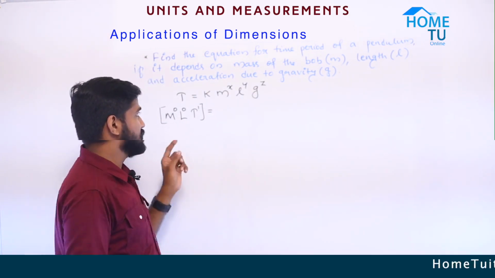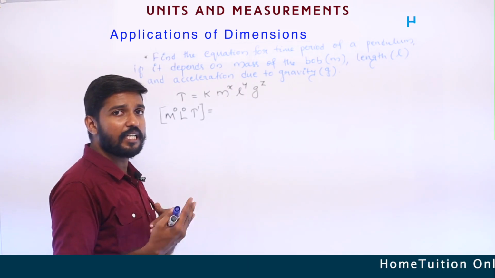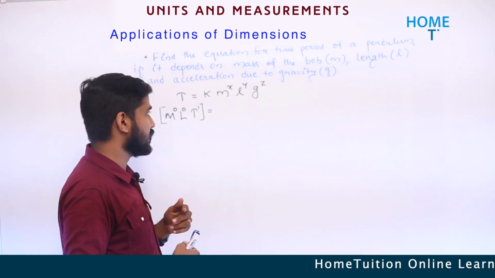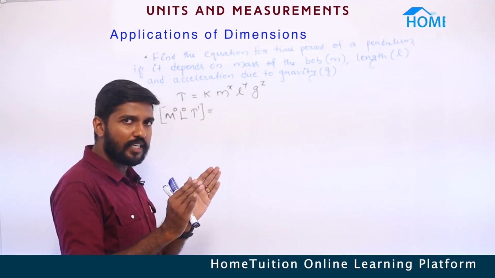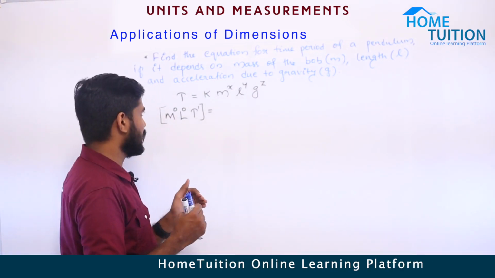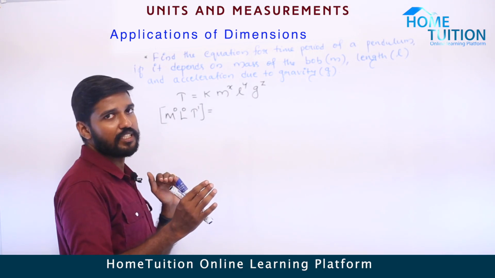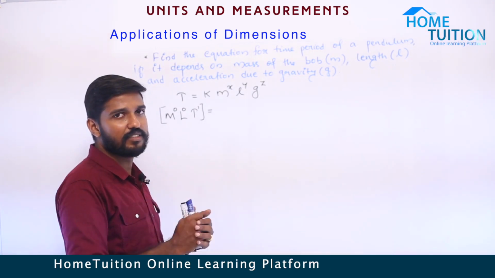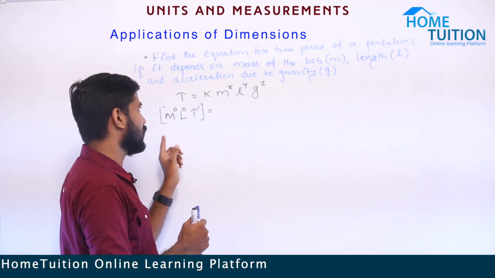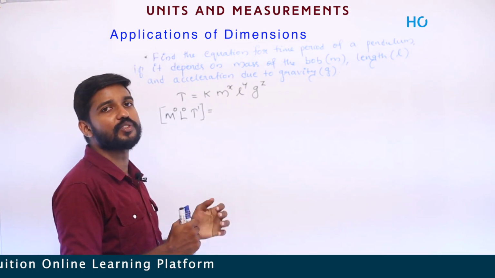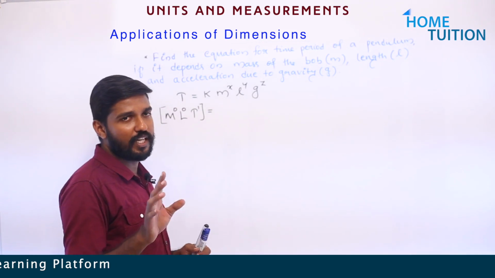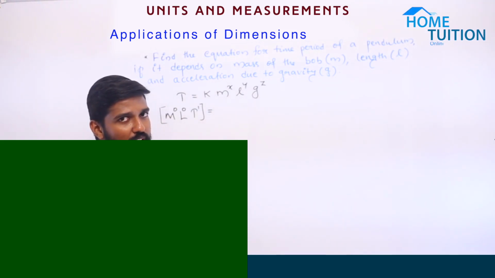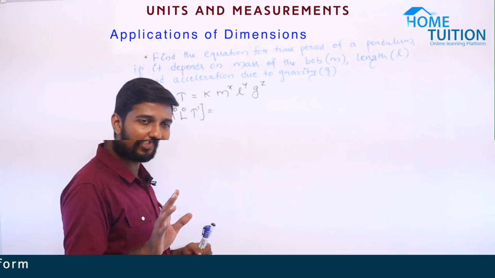So it depends on the question. The next step is to write the dimensions of the quantities. You can write T raised to 1 actually, but for some purpose I am writing the complete dimensional formula, that is M raised to 0, L raised to 0 and T raised to 1. I will explain it later. K is a constant, so you don't have to write the dimension of k, just leave it there.